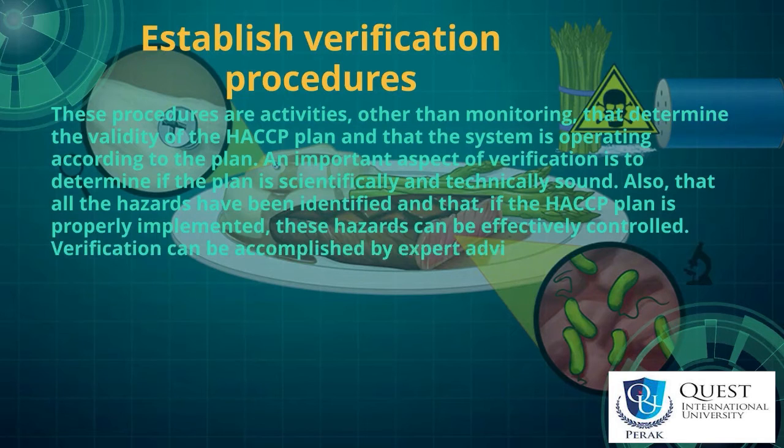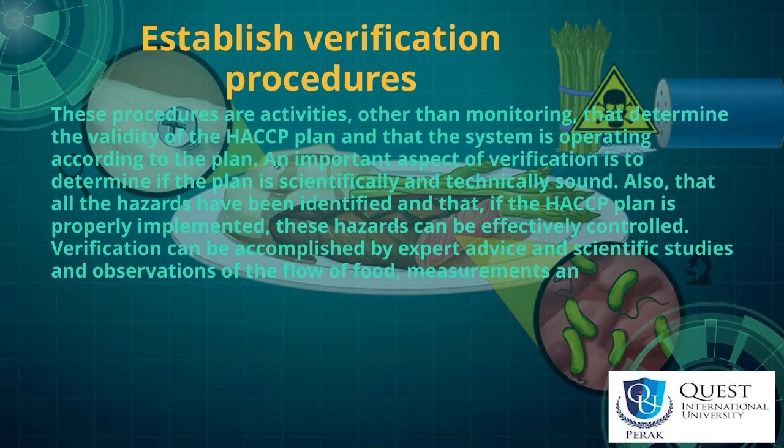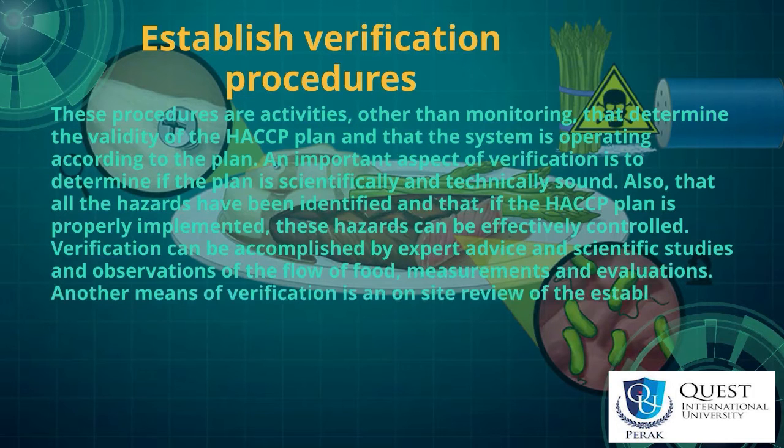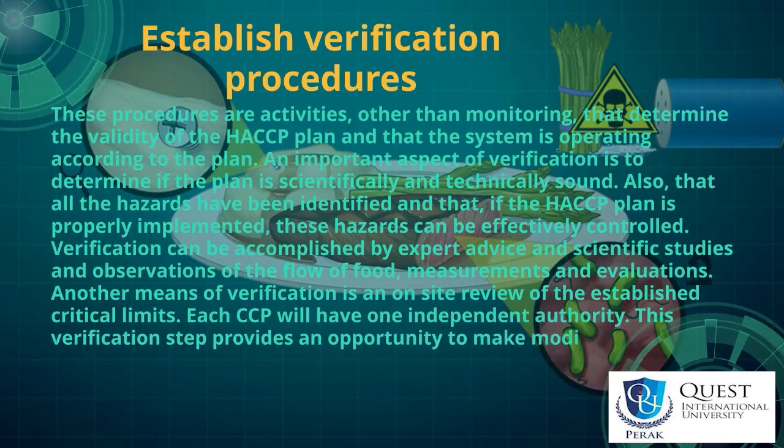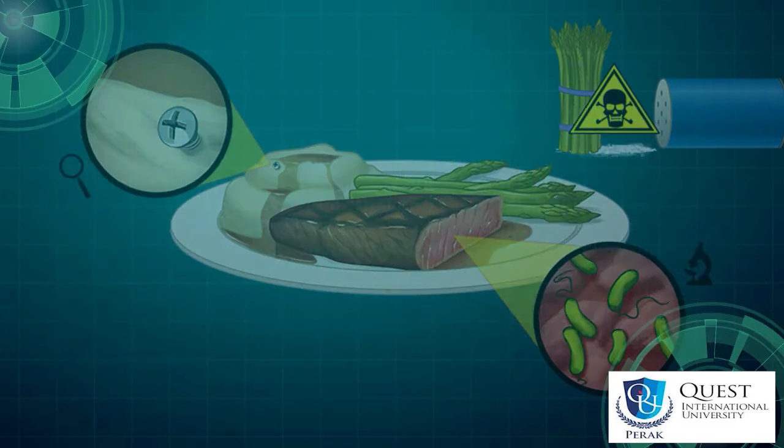Verification can be accomplished by expert advice and scientific studies, and observations of the flow of the food, measurements, and evaluations. Another means of verification is an on-site review of the established critical limits. Each CCP will have one independent authority. This verification step provides an opportunity to make modifications to the plan if necessary.